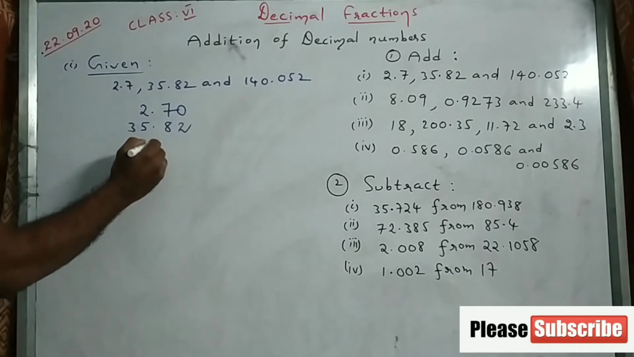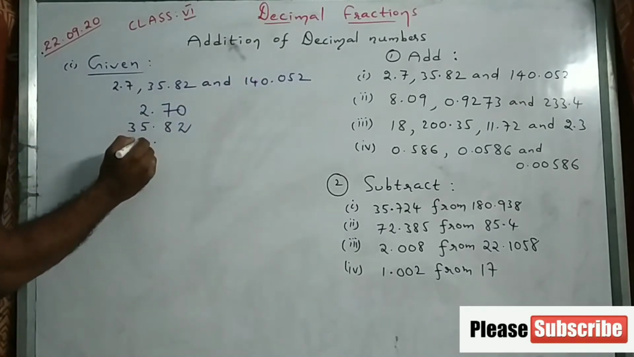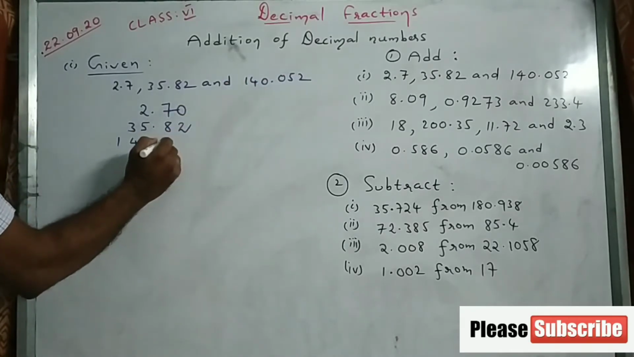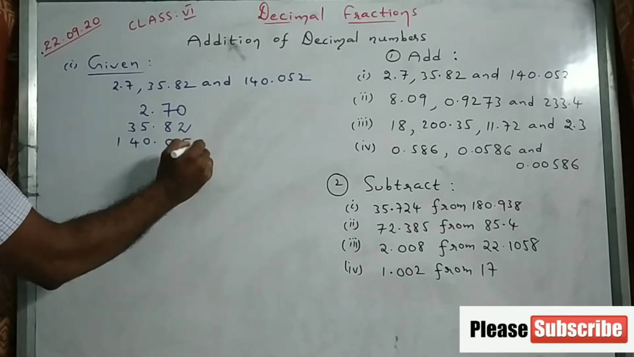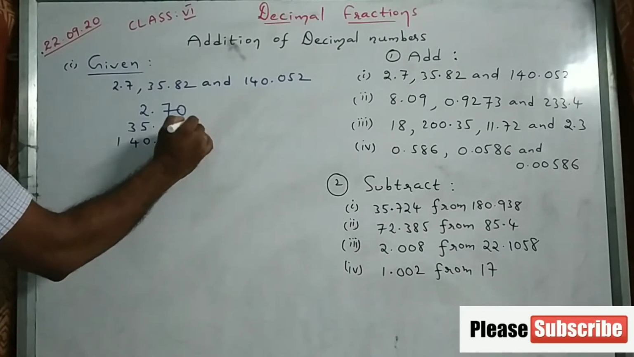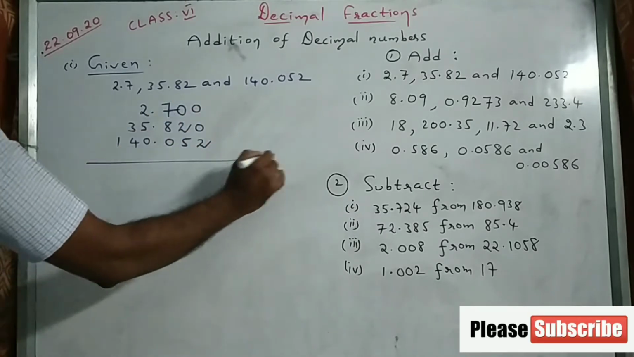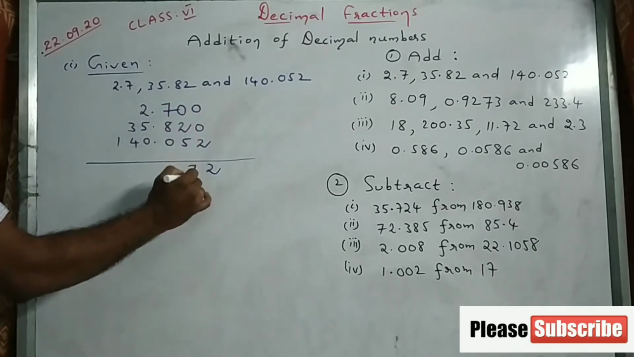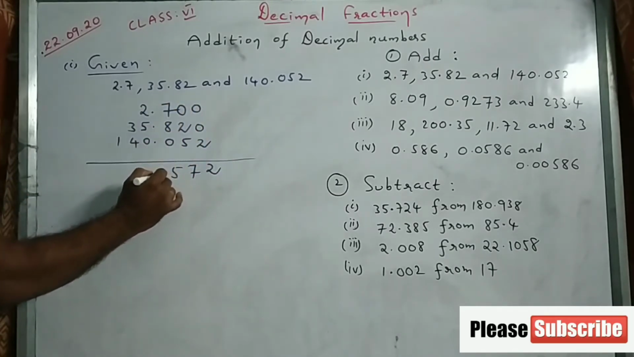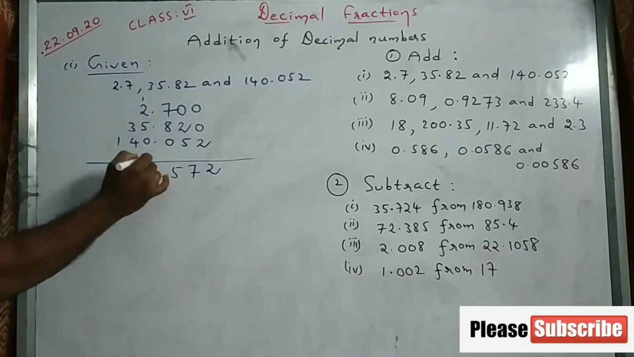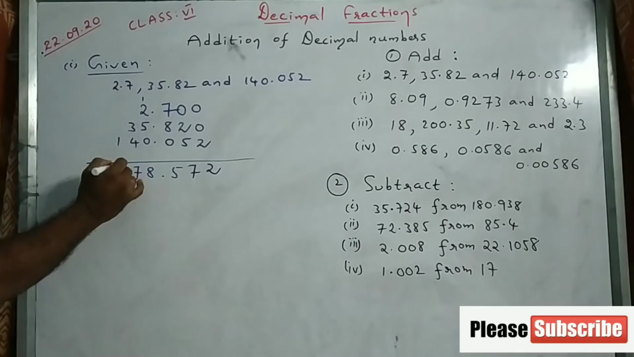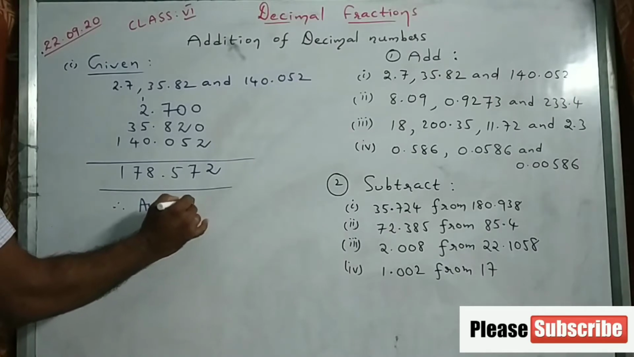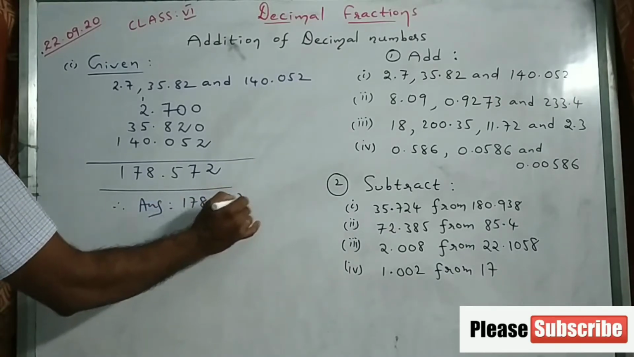Now here also put the decimal. Before the decimal we have 0, 4, 1, right? After the decimal 0, 5, 2. Here 1, 2, 3, so the other ones are 0, 0. Now can we add them directly? Normal addition only. 7, 15, 3 plus 5, 8, 7, 1. Therefore the final answer is 178.572.